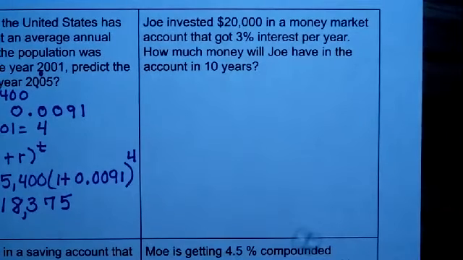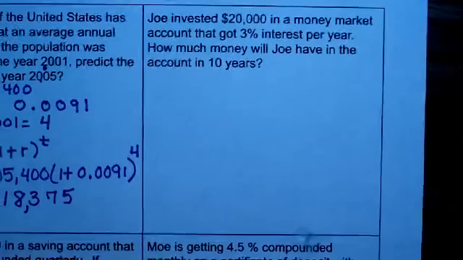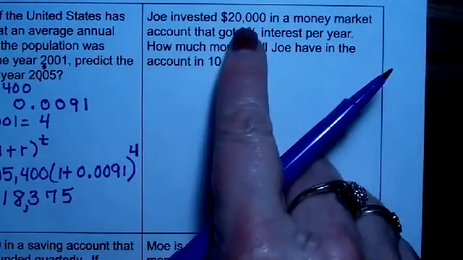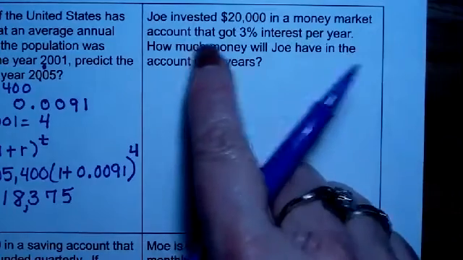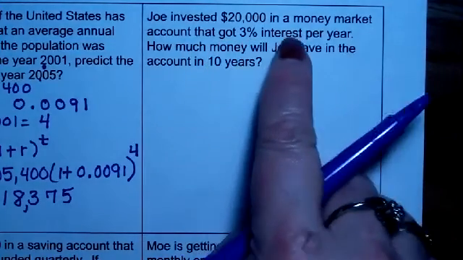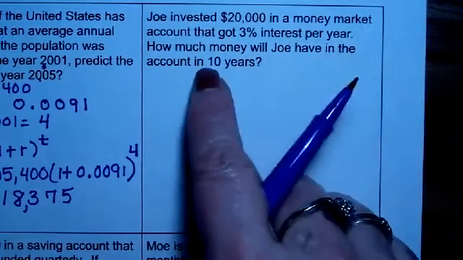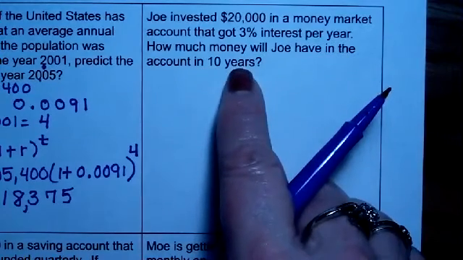Okay, now our second example is the same type problem, but this time I'm actually not talking about population. I'm going to be talking about money. Okay, so if we read through our second example together, Joe invested $20,000 in a money market account that got 3% interest per year. How much money would Joe have in that account in 10 years?